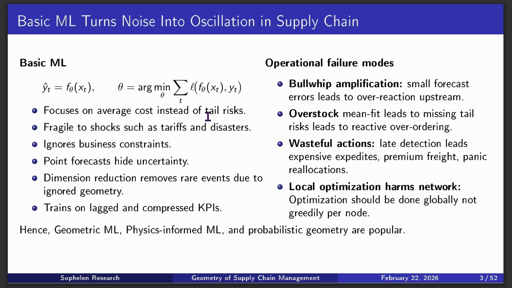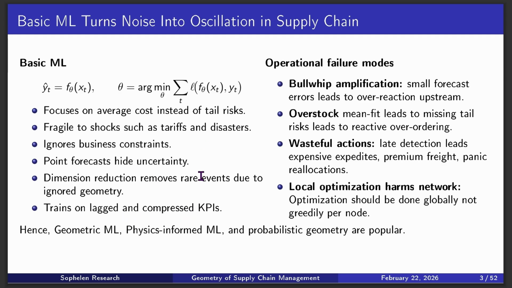Okay, you lost all the tail risk, so you're very fragile to shocks such as tariff and natural disaster, such as a tornado happening near one of your strong vendors. Now, of course, a very experienced CSO can see all this and plan accordingly. Now, furthermore, you train your data on lagging and compressed KPIs. We'll talk more about this in the next slide.